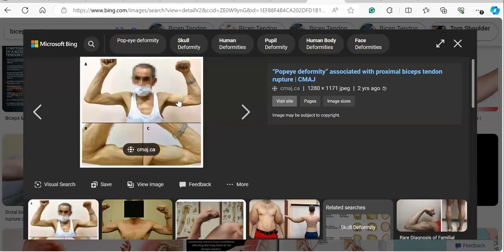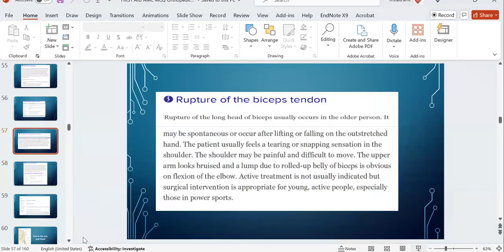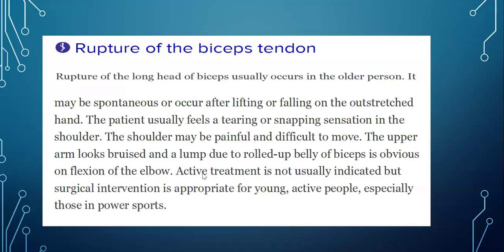So you can see that in this patient, if you compare both sides, you can see the rolled up belly of the biceps. That's something we can get in a biceps rupture. Okay. For biceps rupture, active treatment is not indicated, but for young active people and those who do a lot of sports, you need to send them for a repair.